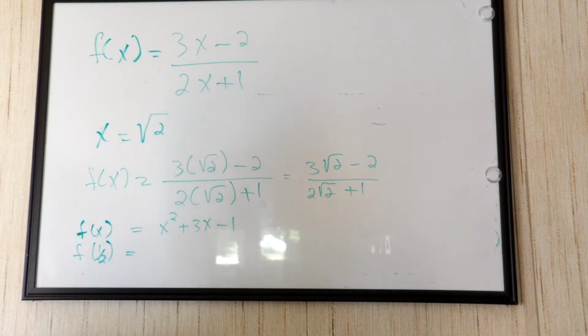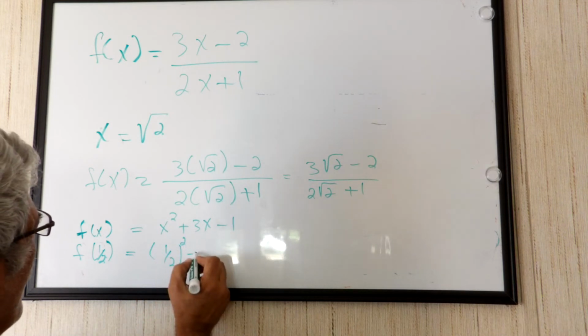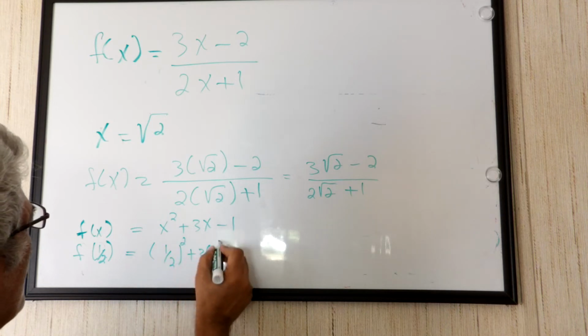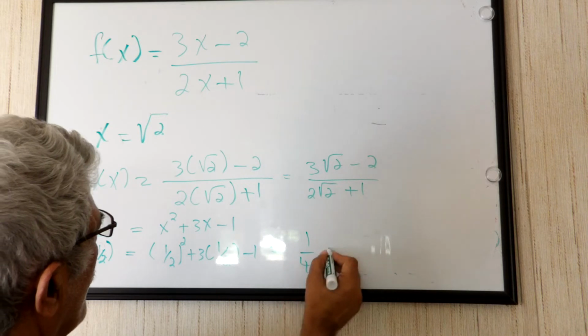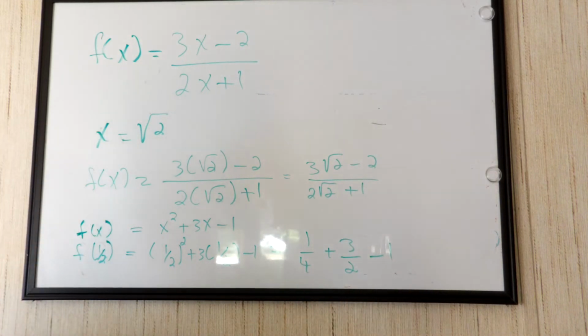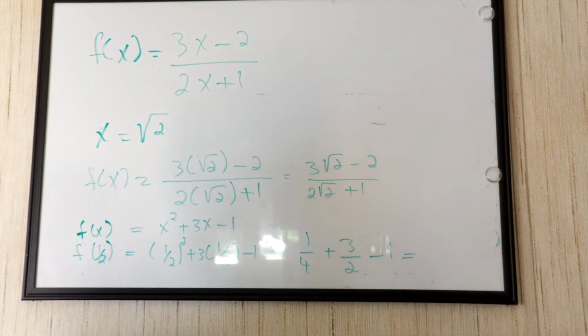We put the value for x, so it's going to be 1 over 2 to the power of 2, 1 over 4, plus 3 times 1 over 2, 3 over 2, minus 1. And you solve it. You know how to solve this. We don't go through the details, but you find the answer for that.